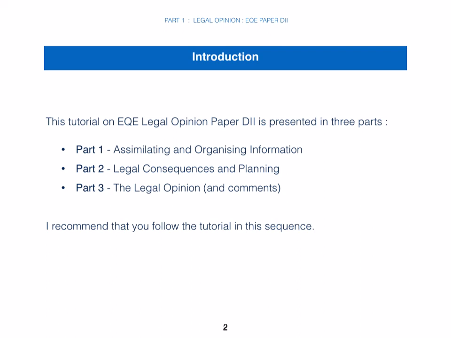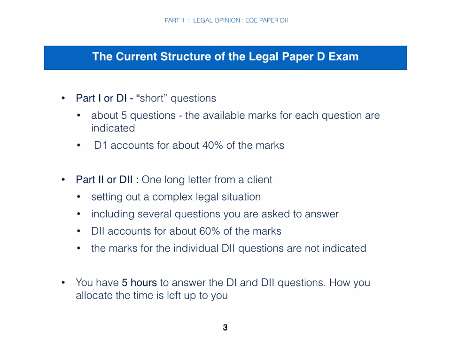We'll begin with a few words about the current structure of the EQE paper D. Part 1, or D1, consists of so-called short questions. There are about 5 questions in all, and the available marks for each question are indicated. D1 accounts for about 40% or 40 marks out of the total of 100.